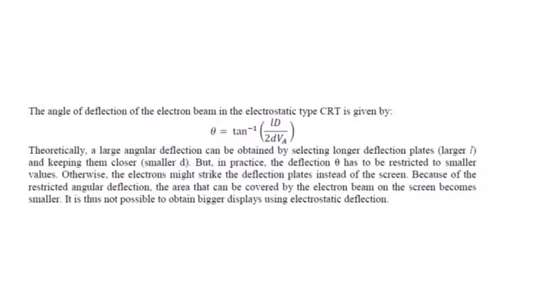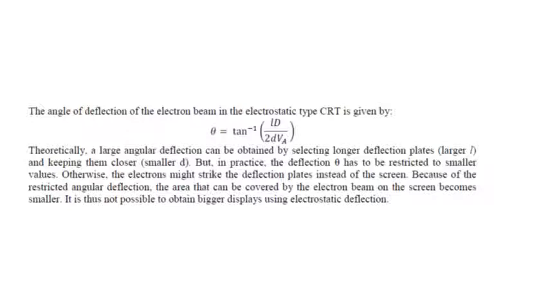The angle of deflection of the electron beam in electrostatic type CRT is defined as theta = tan inverse of LD/2dVa. Theoretically, a large angle of deflection can be obtained by selecting longer deflection plates, if you have large length and keep them closer, small d. From the formula, you can deduce this. But in practice, the deflection theta has to be restricted to smaller values. Otherwise, the electron might strike the deflection plates instead of the screen.